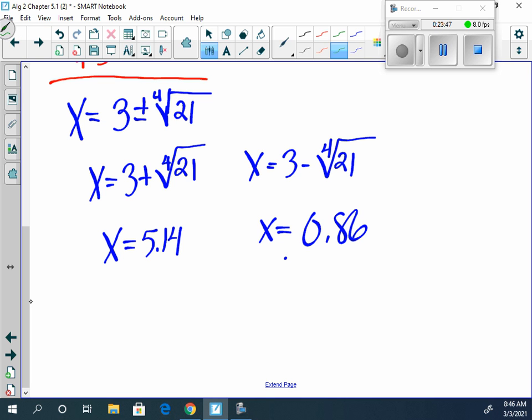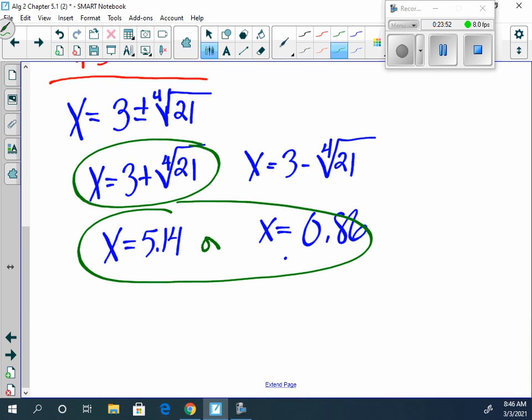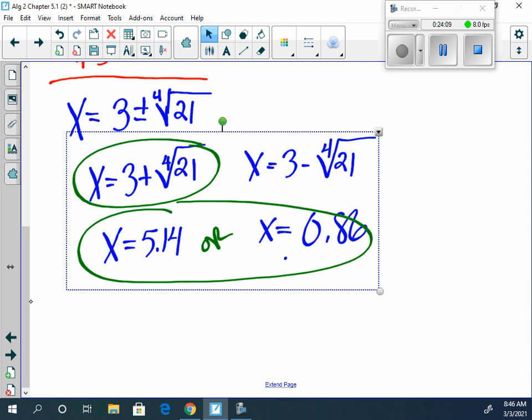So, big idea is it's going to take one of these two. On a test or quiz, I would be perfectly happy with 3 plus or minus the fourth root of 21. That is the answer. It's more accurate than having to round, but I'll take either one. If you do convert it to a decimal, I need both. Put the plus or minus for this one here, or you can leave it in the radical form. Either one works. Questions on this here?